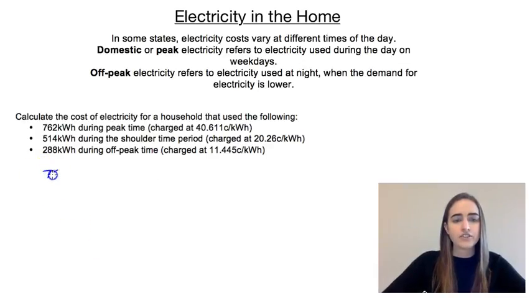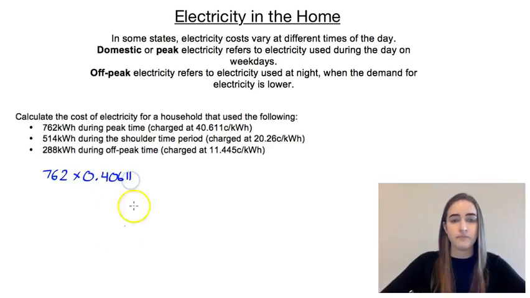So we're going to have 762 kilowatt hours, and that's charged at 40.611 cents per kilowatt hour. So I'm going to again change that to dollars. So we're going to multiply by 0.40611. So that's just for our peak time. Then we're going to add on our shoulder time. So we've got 514 kilowatt hours. And it's charged at 20.26 cents. So changing that to dollars, we'd have 0.2026.